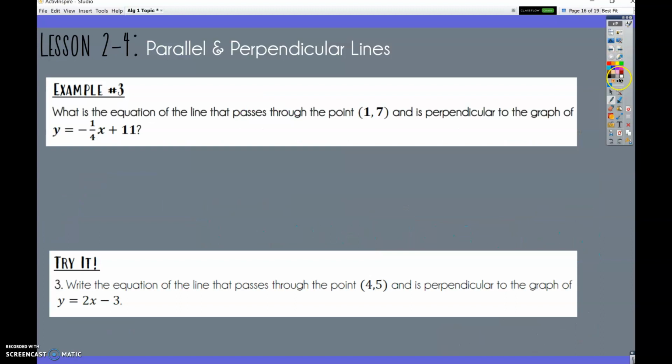Now we want to talk about being perpendicular. Note that they say be perpendicular to this graph. We know the slope of this graph is 1/4. So now we must remember what it means.